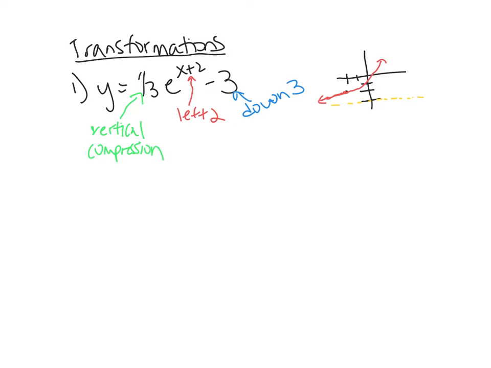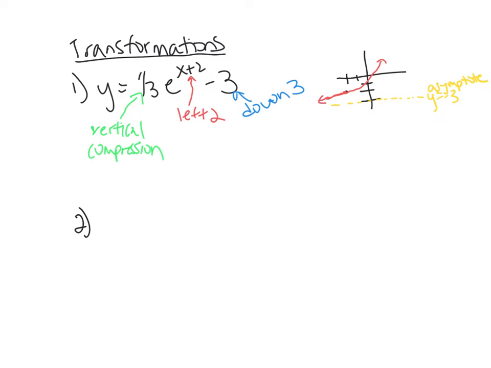So again, verify. This is just a very rough sketch. You can graph on your calculator to find precise. But the asymptote will be at y equals -3 for your asymptote. And remember, if your asymptote changes for exponential, then your range would change. Your range would be from -3 to infinity.